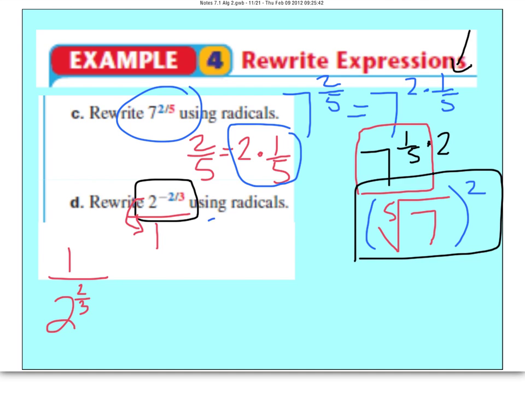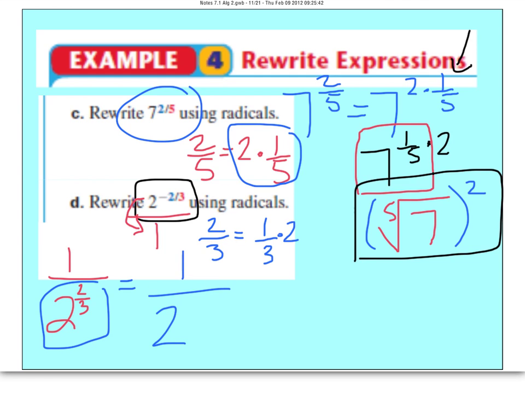Now that 2/3, by the way, I'll do it over here. I'm going to pull out the 2. I'm going to put it over here this time, the far side, and I'm left with just 1/3, because 1/3 times 2 is 2/3. So I can rewrite this by pulling up that exponent, separating it out. So I'll get 1 over 2 to the 1/3 power times 2.